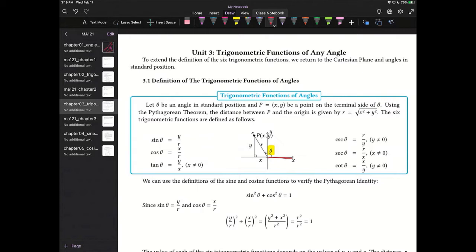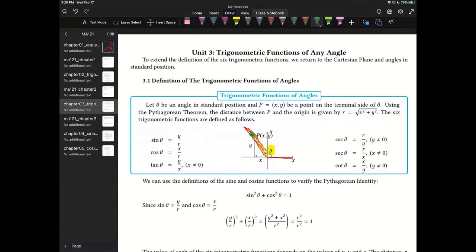So you have the initial side, all angles in standard position start from that part there that I highlighted in red. Now you rotate either counterclockwise or clockwise a certain amount of degrees or radians that correspond to the measure of the angle. Where you stop is the location of the terminal side. So here it's showing that the terminal side of this angle is in the second quadrant, and there is a point there designated by P with coordinates x and y.